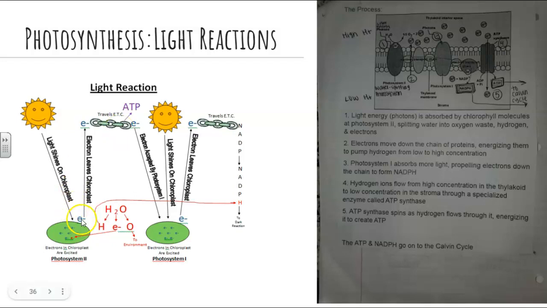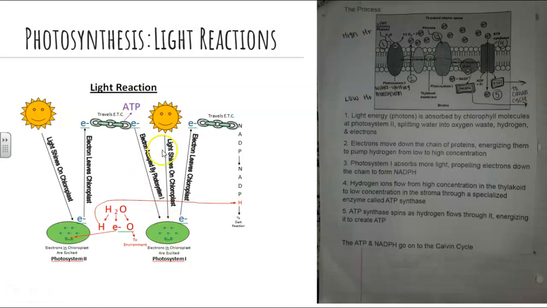Basically, when the electrons have a lot of energy, they're going to travel through the electron transport chain and make a little bit of ATP. That ATP is going to go into the dark reaction that you'll learn about later to help give it energy. And when the electrons make ATP, they no longer have enough energy to stay in the electron transport chain, so they then move into photosystem 1.